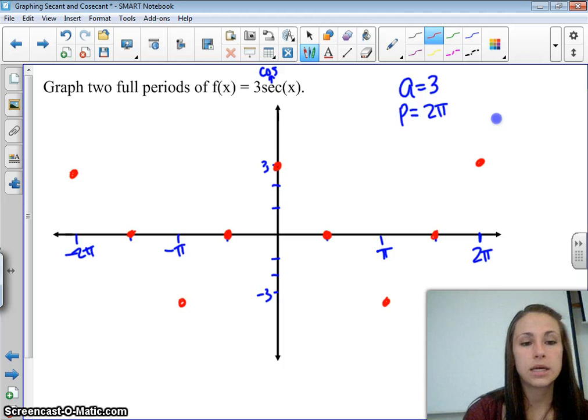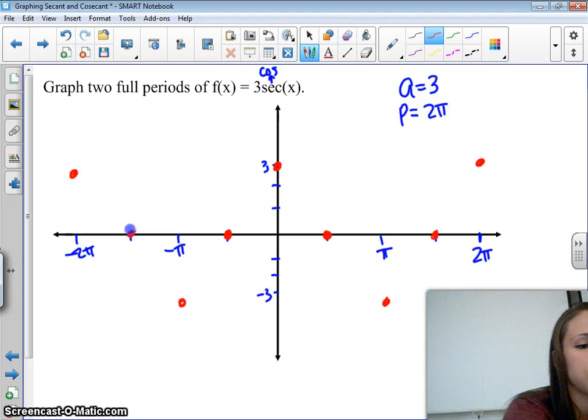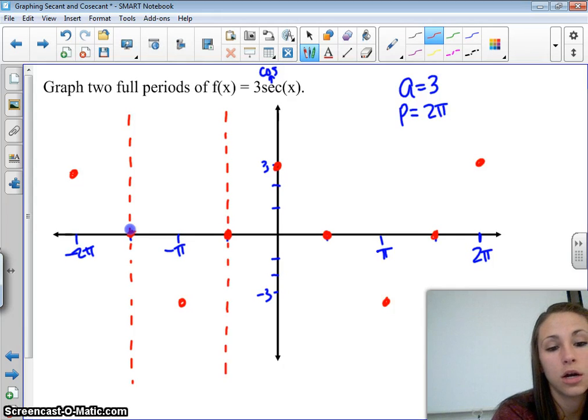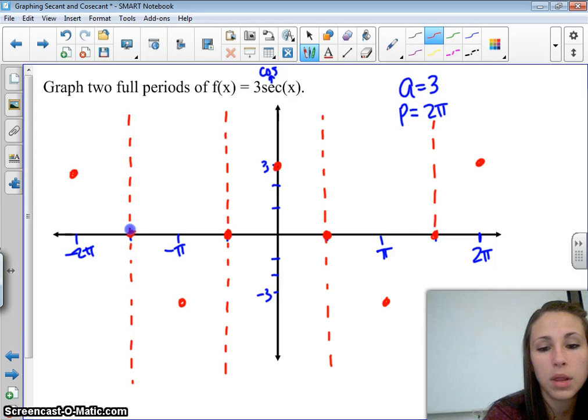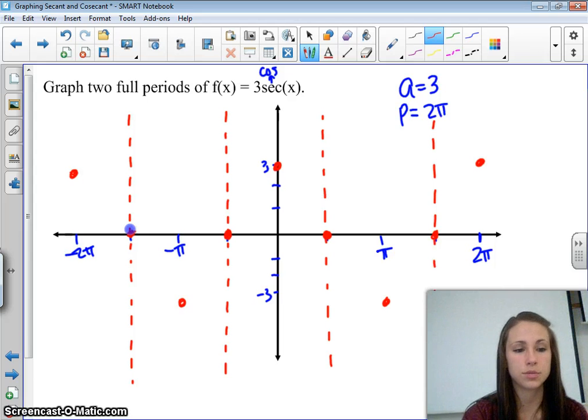So secant, we said, has asymptotes wherever cosine equals 0. If I were to connect this, cosine would equal 0 at all of these places where it crosses the x-axis. So I'm going to go ahead and put asymptotes wherever there are points that are on the x-axis. So all of these places where the cosine would cross the x-axis is going to have asymptotes.